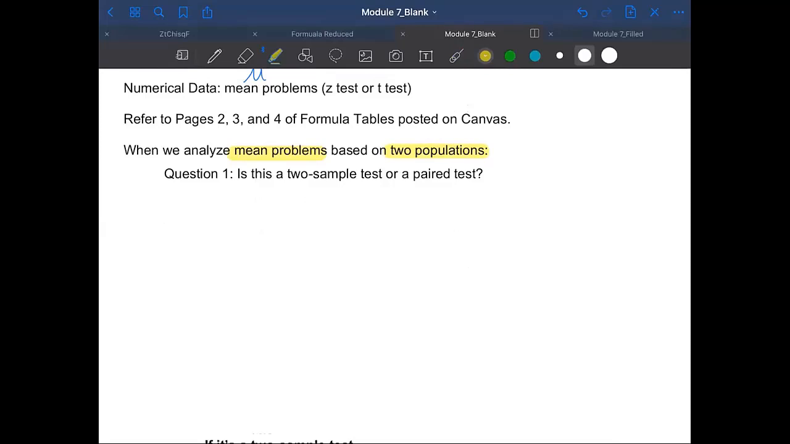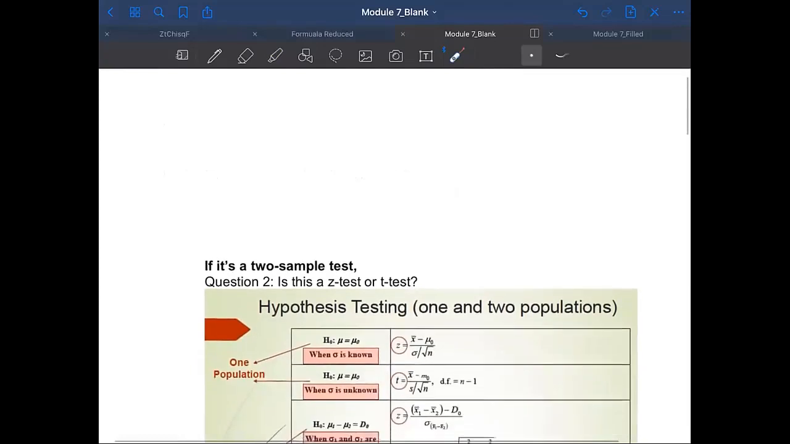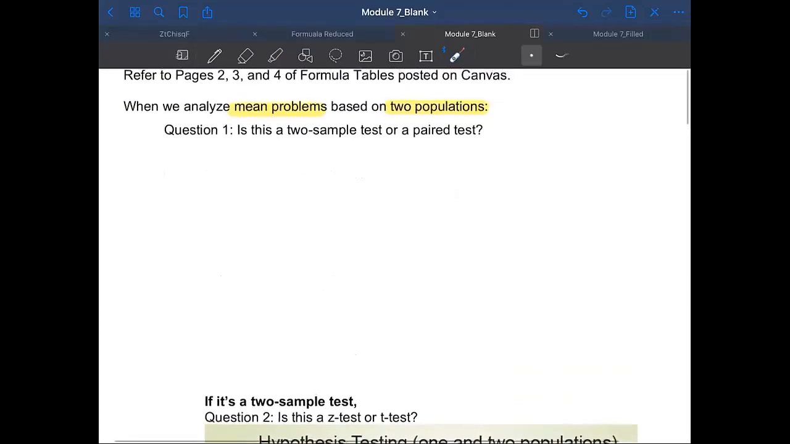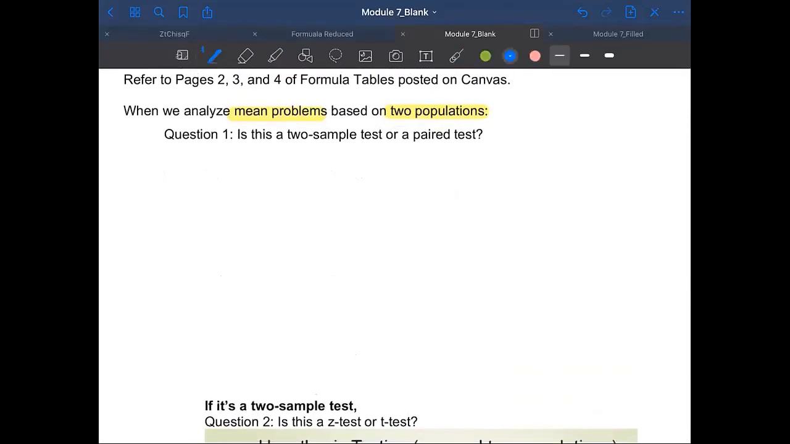The first question we have to ask is to distinguish: is it going to be a 2-sample test, which could be a z-test or a t-test, or is it going to be a paired test? Once you know that, you can move on to question 2. But before that, we have to distinguish whether this is a 2-sample test or a paired test.